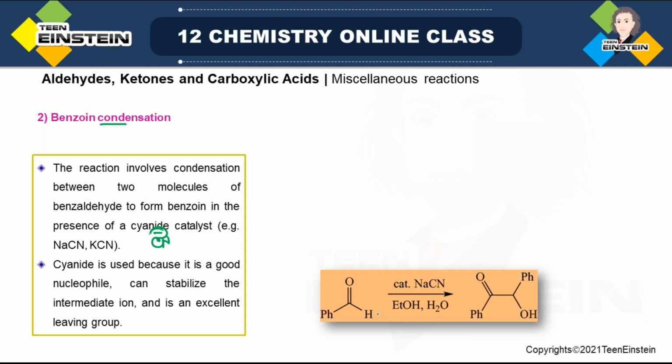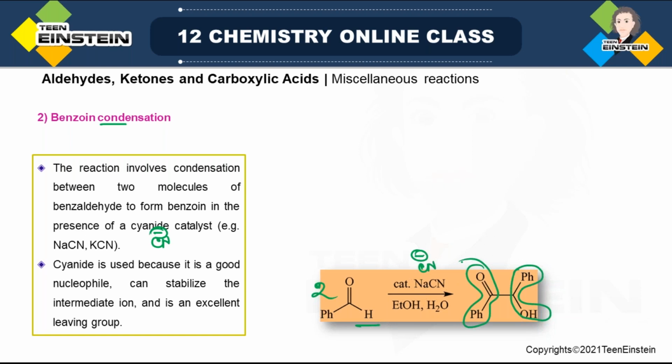Now here we have the example PhCHO, benzaldehyde. 2 molecules of benzaldehyde we have taken, in presence of catalytic NaCN, this is the actual catalyst. We will also see the mechanism. Two molecules of PhCHO are now joined together. Okay, so a new C-C bond formation is there. One part is coming as if from one PhCHO, another part is coming from another PhCHO.